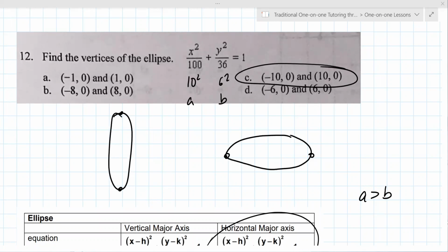What's next? So 13 is very different, but it's pretty straightforward. It's something you've probably even seen in a previous class.